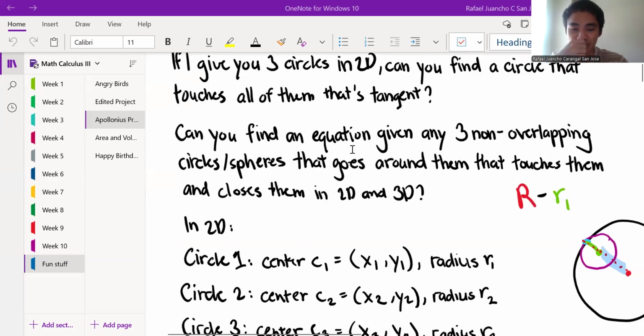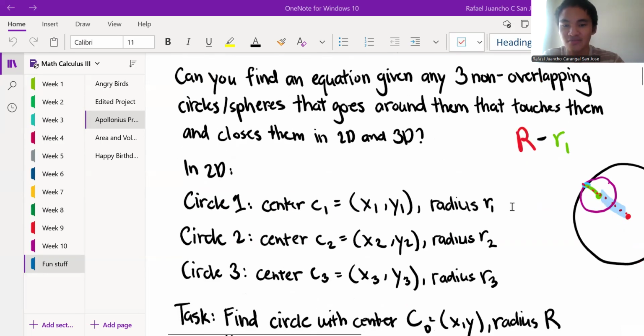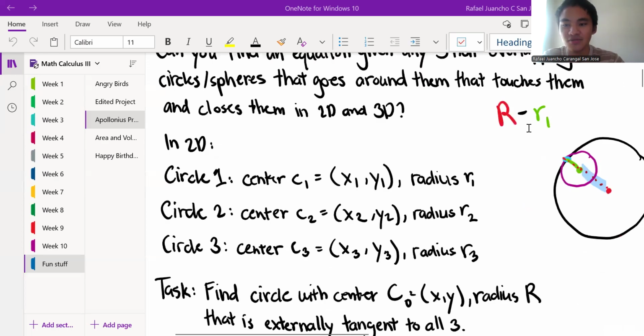So here's the problem. Can we find an equation of a circle, an outer circle, given any three non-overlapping circles or spheres that goes around them, that touches them, and closes them in 2D and 3D, right? So here we were able to look at this sort of relationship in a way.